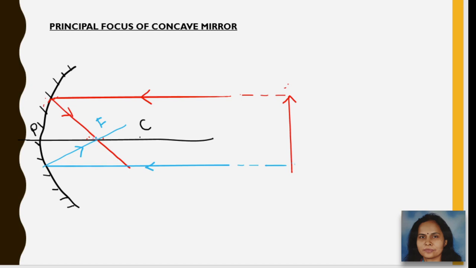So how can we define the principal focus of a concave mirror? The incident rays which are parallel to the principal axis, as you can see, these incident rays are parallel to the principal axis. So the incident rays which are parallel to the principal axis, after reflection from the mirror, all converge at a point on the principal axis, and this point is known as the principal focus, right? So if I need to write down the definition for the principal focus, then there should be a definition for that.